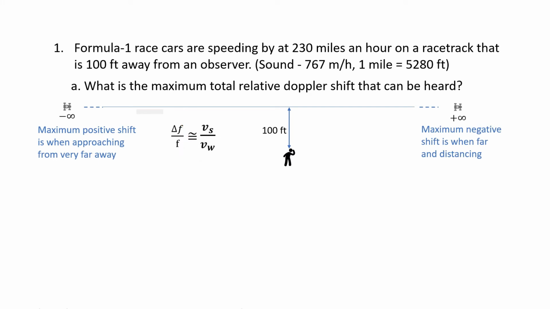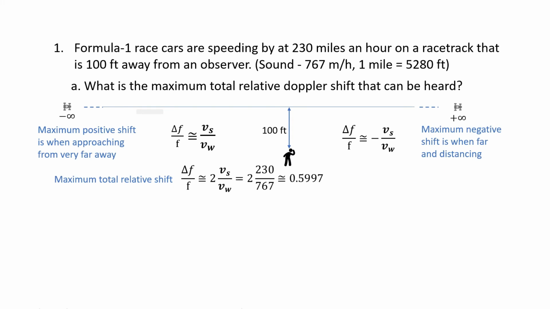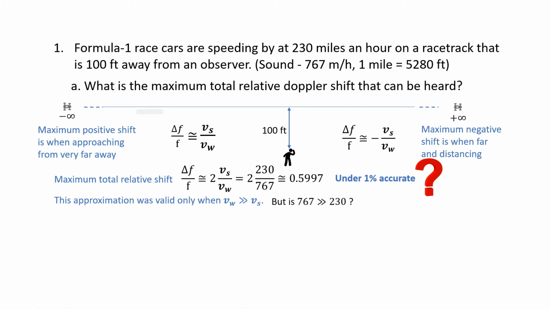Simplifying it further to this. And so for the negative shift, bringing the maximum total relative shift to this. But is this under 1% accurate as requested? This approximation was valid only when the velocity of sound was much greater than that of the observer. But is 767 much greater than 230?